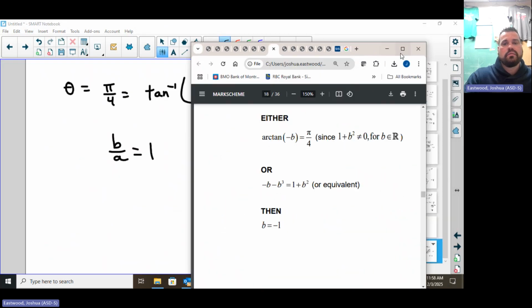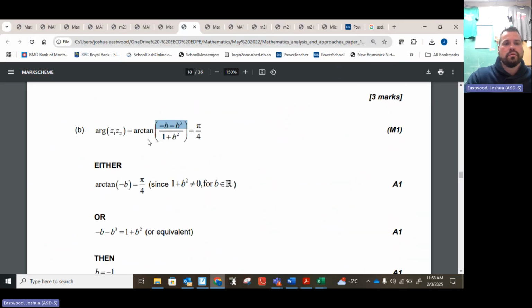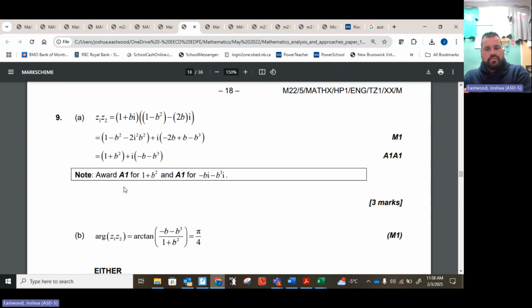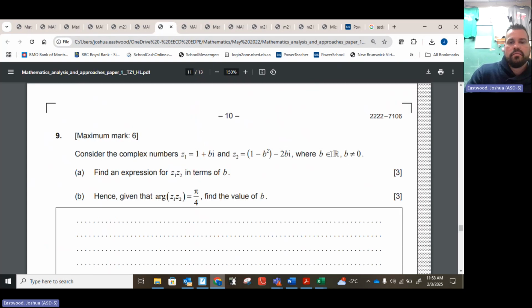When I look at this statement here, I'm saying 1 plus b squared is not allowed to be 0 because b belongs to real numbers. All right. And 1 plus b squared is a real number. So in other words, if that's 0, then I'll have only a complex part. I'm not going to have a real part. And I need to have a real part because of this.